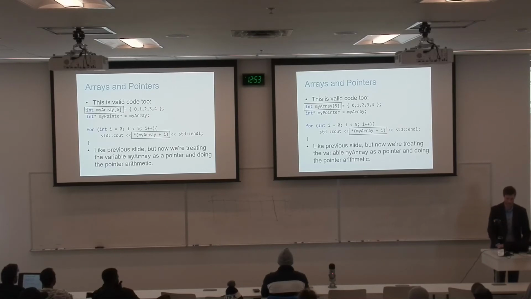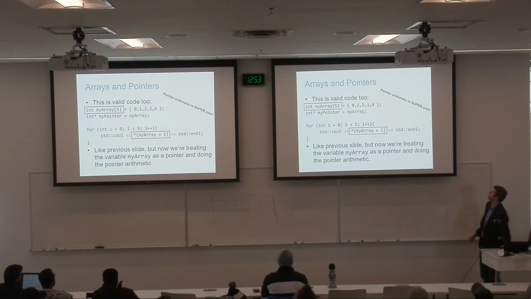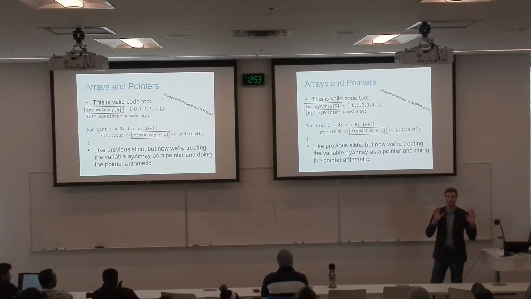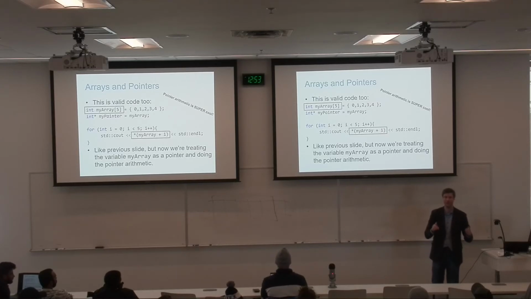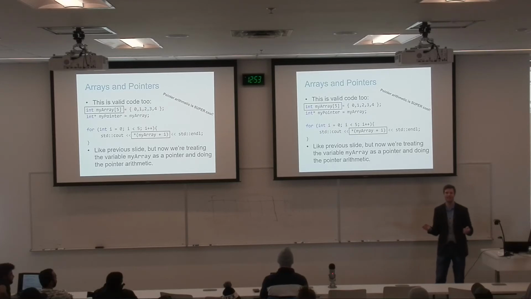Like the previous slide, we're treating the variable myArray as just a pointer. If you print it out, it'll give you the memory address. And what's the memory address plus a value? It just moves it down. Pointer arithmetic is cool. My recommendation, though, is if you created an array, use the indexing. Don't do this. This is weird.